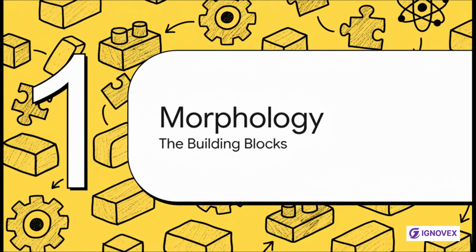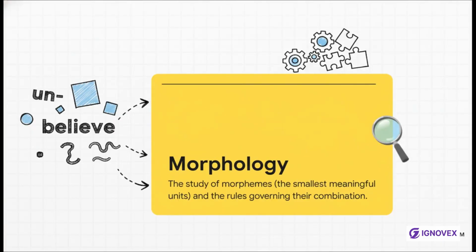This is all about the absolute fundamentals, the tiny, powerful building blocks that make up our words. So, morphology is really the study of these things called morphemes. Now, a morpheme isn't just a syllable. It's the smallest piece of a word that actually has meaning. It means a word like, say, unbelievable isn't just one thing. It's actually a construction of 3 separate meaningful parts: un, believe, and able.